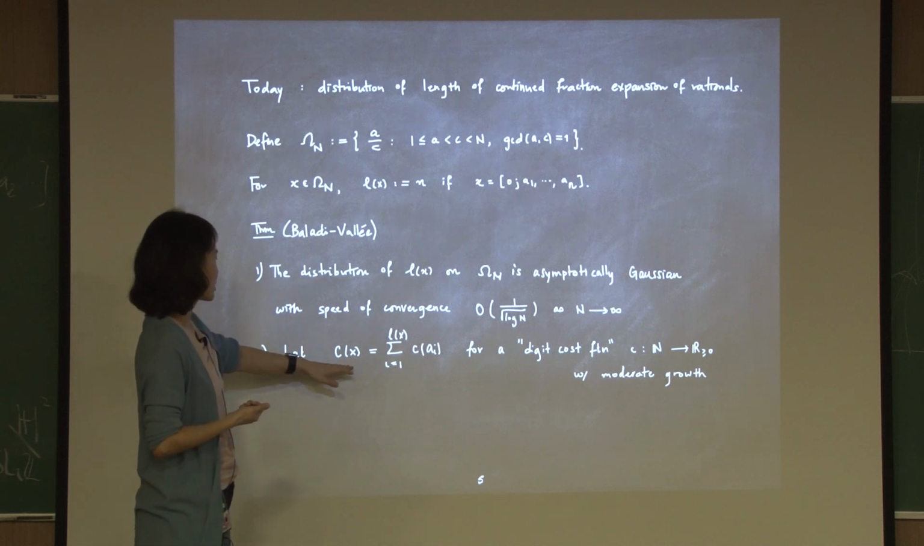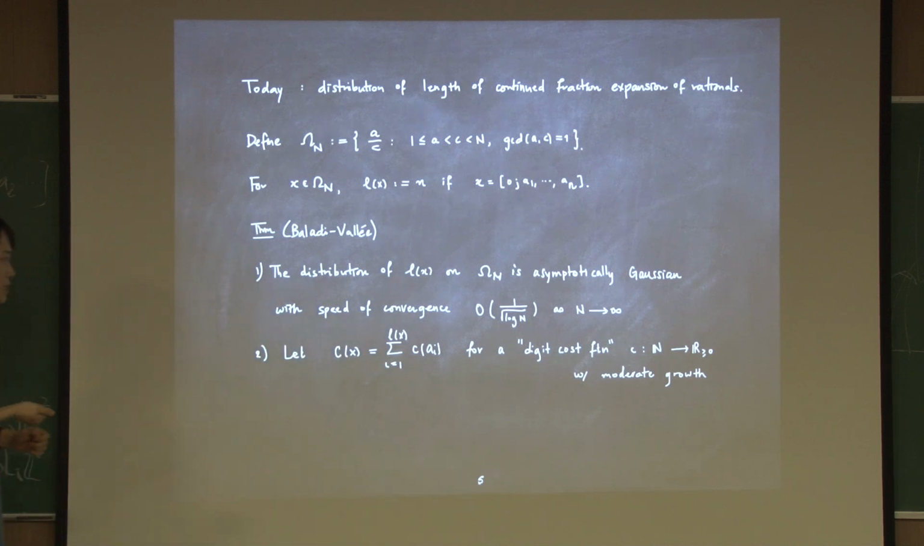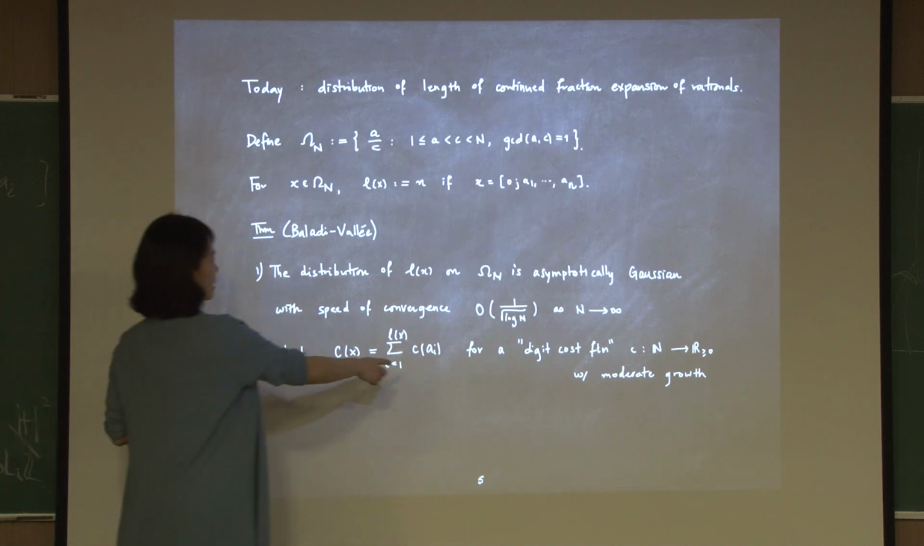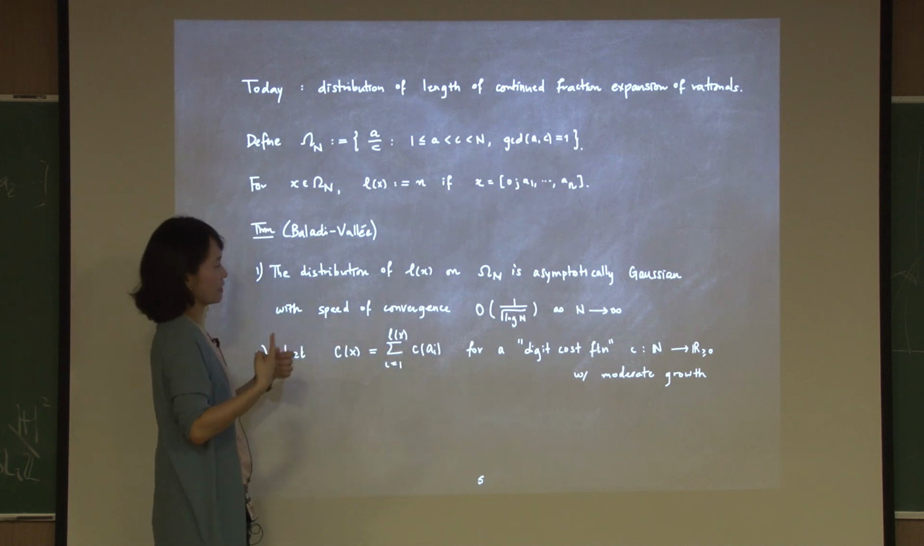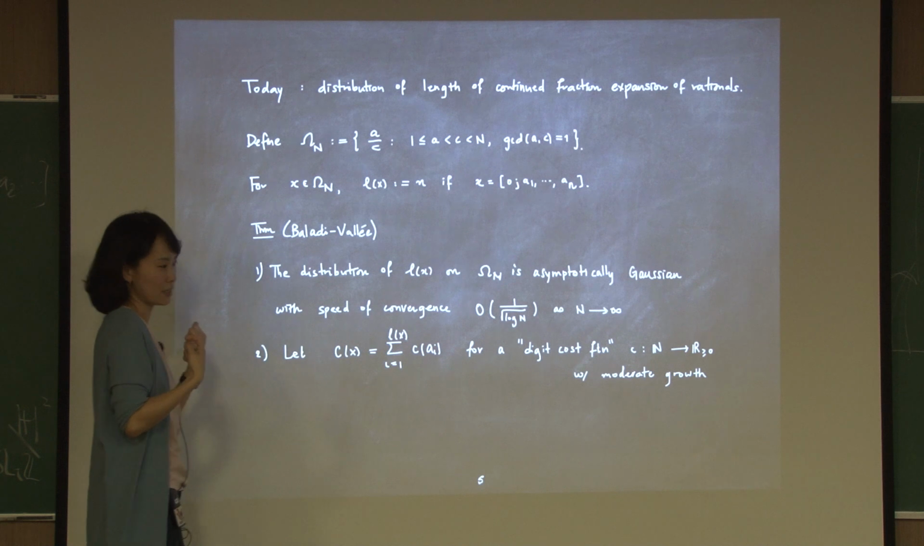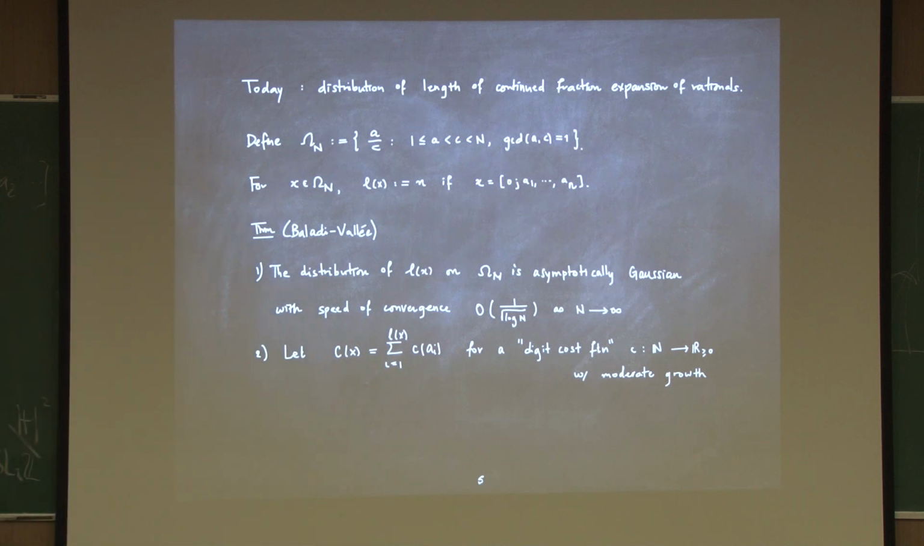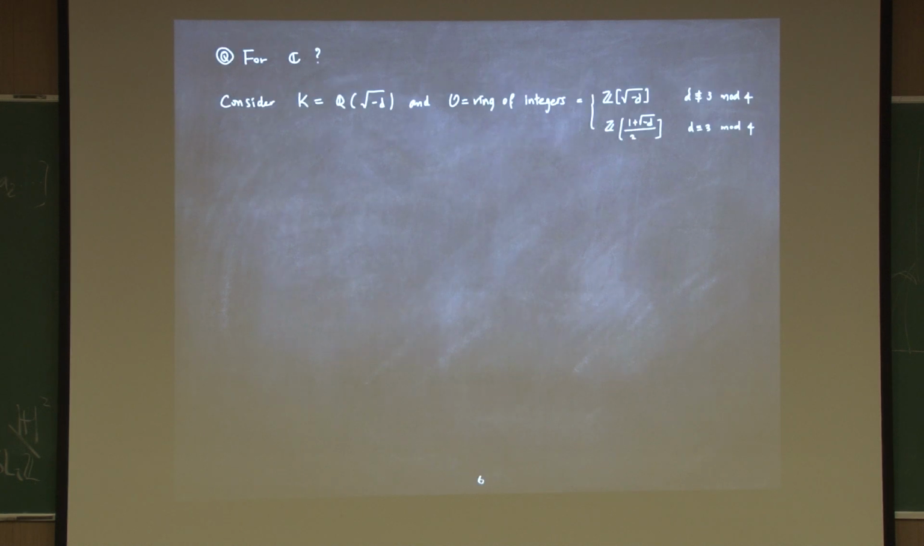According to the question, we could have some more general function c, which is the digit cost function. For each a_i, c of a_i could be just 1, or it could be 1 if a_i is a certain fixed number that we're interested in. And then we need some condition on the growth. With that condition, Baladi and Vallée show that c of x is asymptotically Gaussian. Today I'd like to talk about the complex continued fraction expansion, a generalization of what Baladi and Vallée did for other fields.